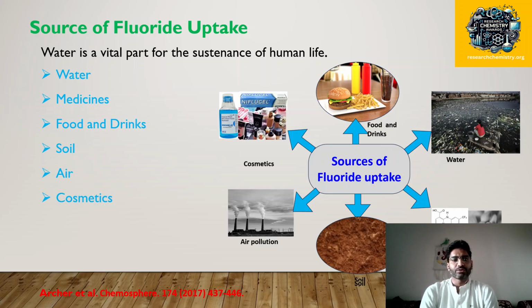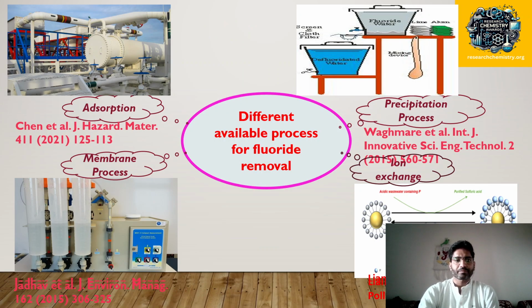So these are the various sources, such as water. We could take in fluoride through medicines, food and drinks, soil, air, and cosmetics. These are the different sources by which we could obtain fluoride.